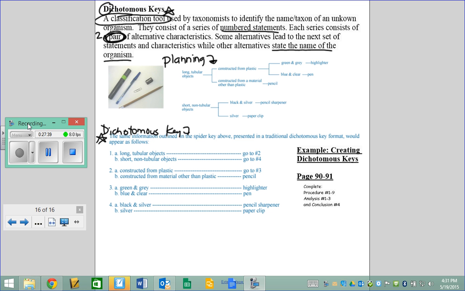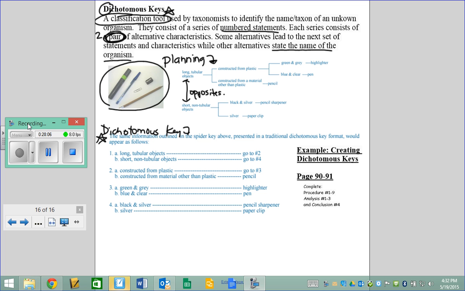So let's say we have these objects here. A highlighter, a pen, a paperclip, a pencil sharpener, and a pencil. If I was going to make a dichotomous key, the first thing I might notice is that some of them are long and tubular and others are short and not tubular. Generally, we want the 2 statements to be opposites. We don't want there to be any room for interpretation.